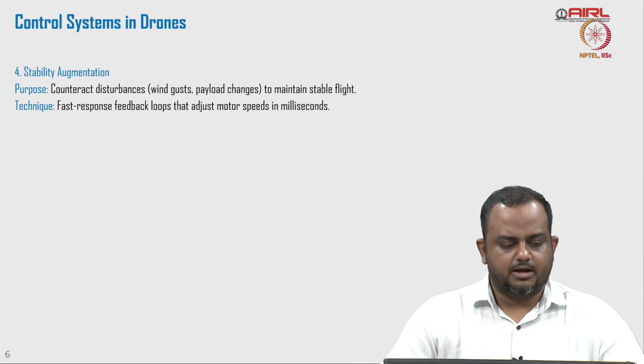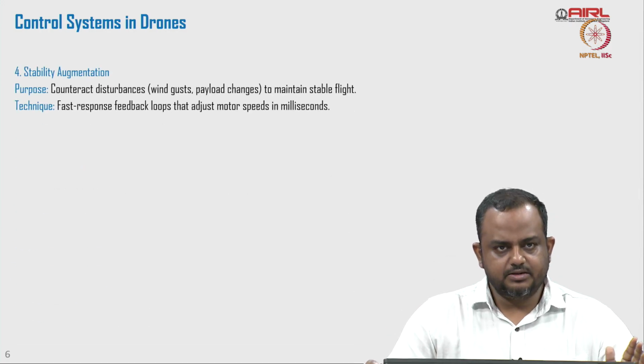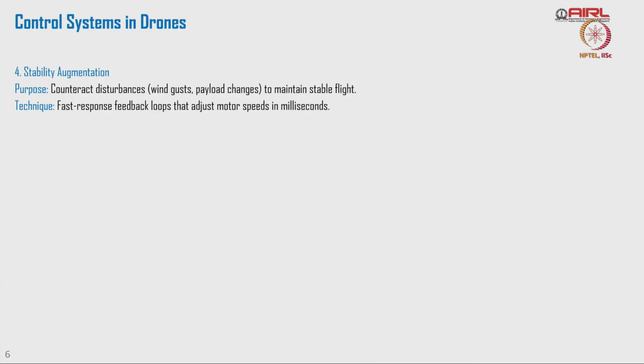Okay. One very important aspect of control systems is to maintain stability in the system. So, in our lecture or in our course, the system is always the drone. Stability is required to counteract disturbances like wind gusts and dynamic changes in payloads. There are certain techniques used here, such as fast response feedback loops that adjust motor speeds in milliseconds, so that stability can be maintained well when there are sudden disturbances like wind gusts or payload changes.